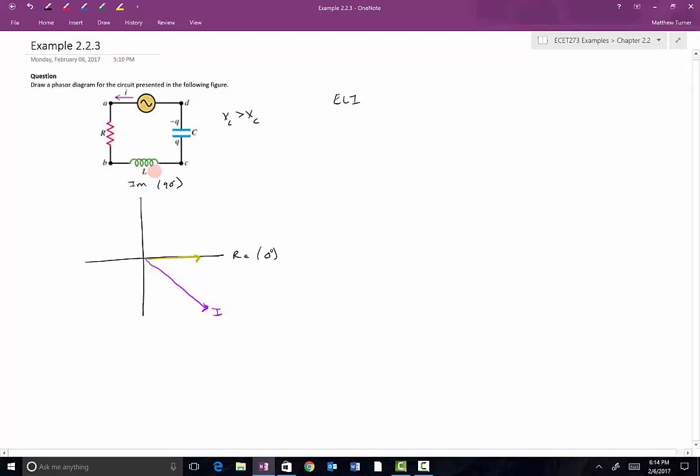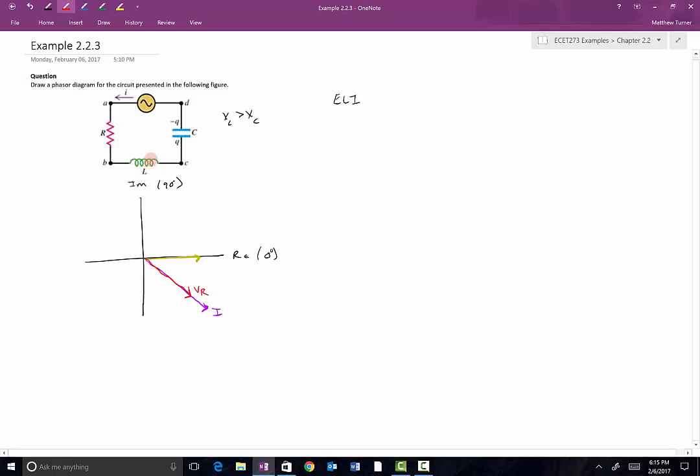To draw these three, I'm going to use the current to figure out what their angles are. So I'm going to go to this red resistor here, and I know that voltage and current in a resistor are in phase. That means the angle of the current vector has to be the same as the angle of the voltage phasor across the resistor. I can't say anything right now about their magnitudes, but that's going to be VR. It's going to point in the same direction as I because voltage and current in a resistor are in phase.